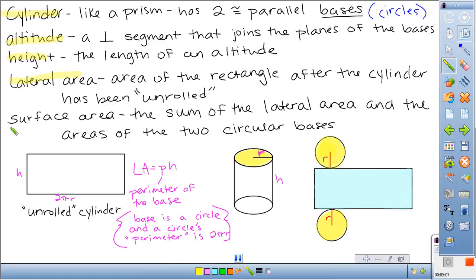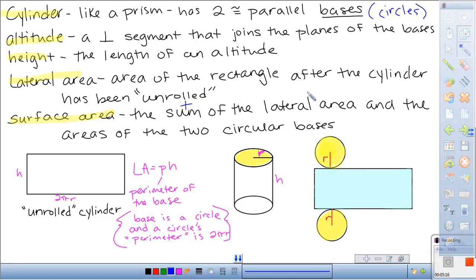Finally, we have surface area, and surface area you find the same way you find the surface area of a prism, and that is to take the sum of the lateral area and the areas of the two circular bases. So it's the same formula. Surface area equals lateral area plus 2 times the area of the base.